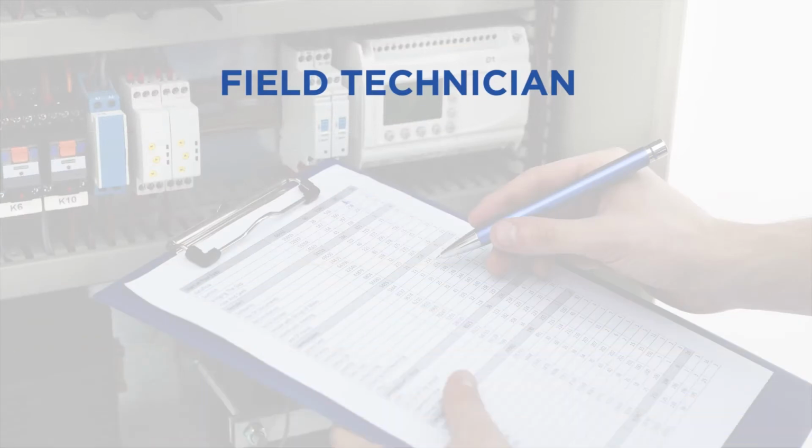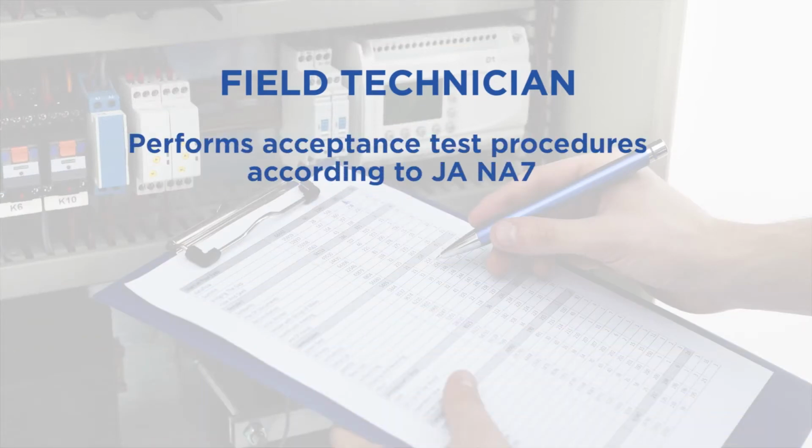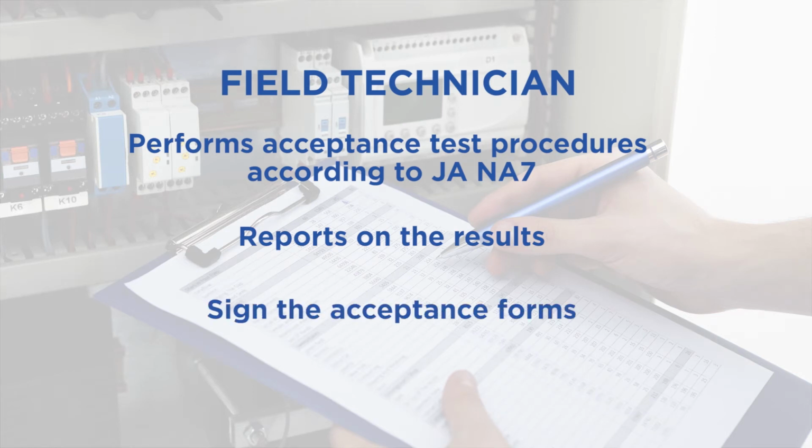And last, we have the Certified Lighting Controls Field Technician, who performs the acceptance test procedures in accordance with the specifications in Joint Appendix NA7 and reports the results of the acceptance test. The ATT must sign the acceptance test form regardless of if it was filled out by a separate documentation author using the ATT's results. Now that we're familiar with who is involved, let's take a look at the documentation and forms needed for lighting controls acceptance testing.